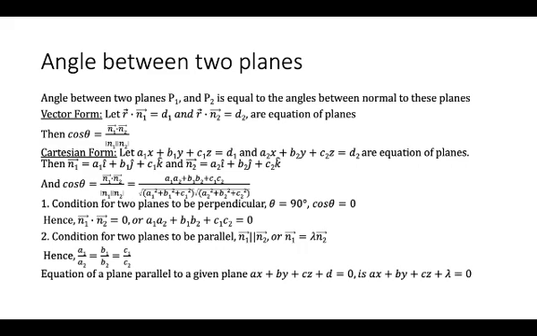And when we have to find equation of plane parallel to a given plane, ax plus by plus cz plus d equal to 0, it is ax plus by plus cz plus lambda equal to 0. Now using these results, we discuss questions.